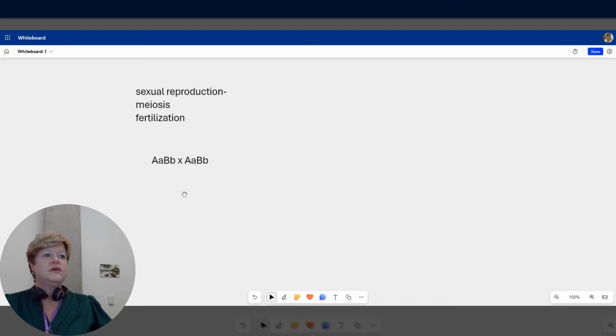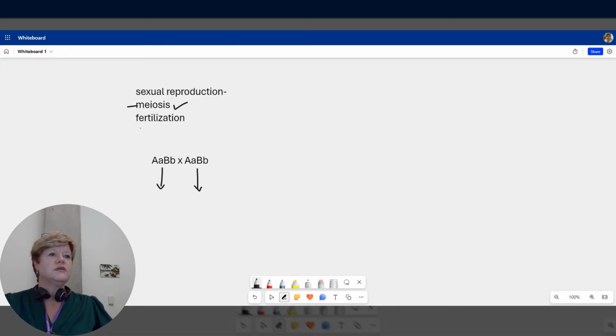But what we want to think of when we do a dihybrid cross, or any cross really, is first think about what meiosis would make separately for each individual. So each individual will make gametes, and then maybe some of those gametes will get fertilized. But we've got to do first things first. So let's think about meiosis for each of these individuals.